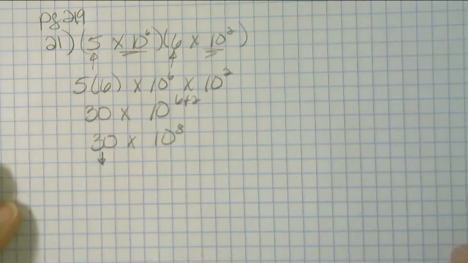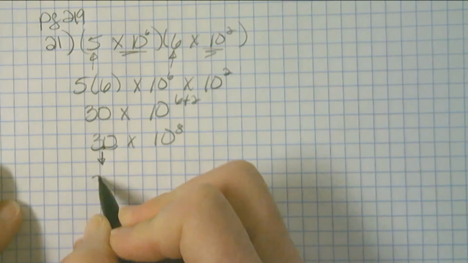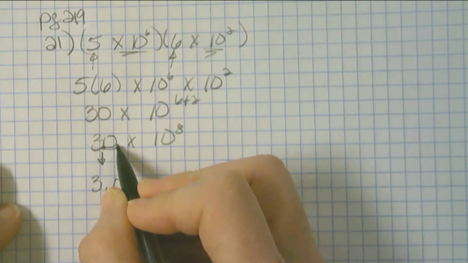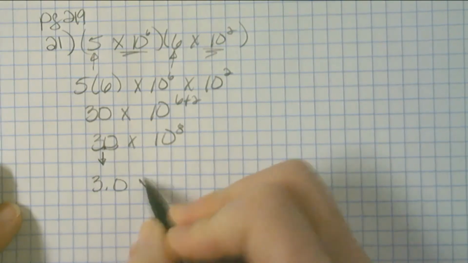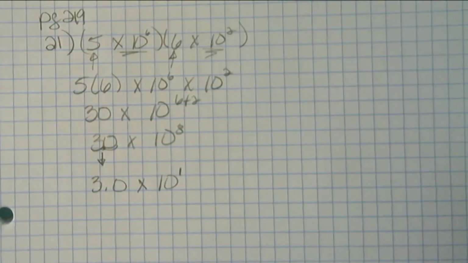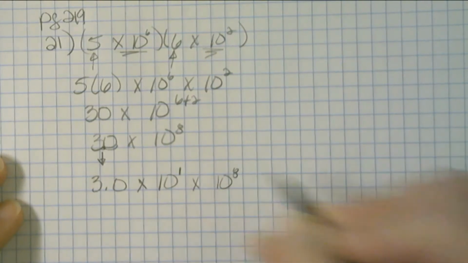So I'm going to go ahead and change that so that we have to move our decimal one place to the left. So I made that number, that standard form number, it was big. So I have to have my power on my exponent, my 10, be a positive power. So it's 3.0 times 10 to the 1st times 10 to the 8th.